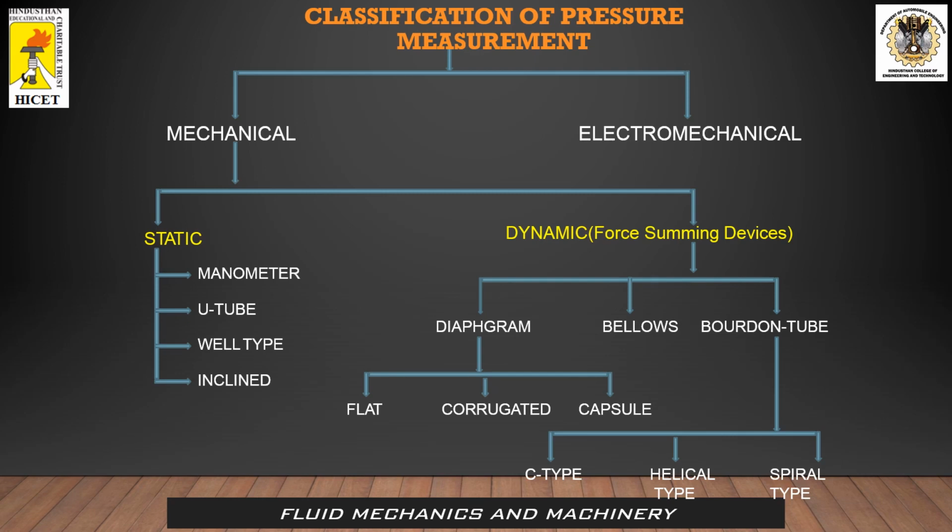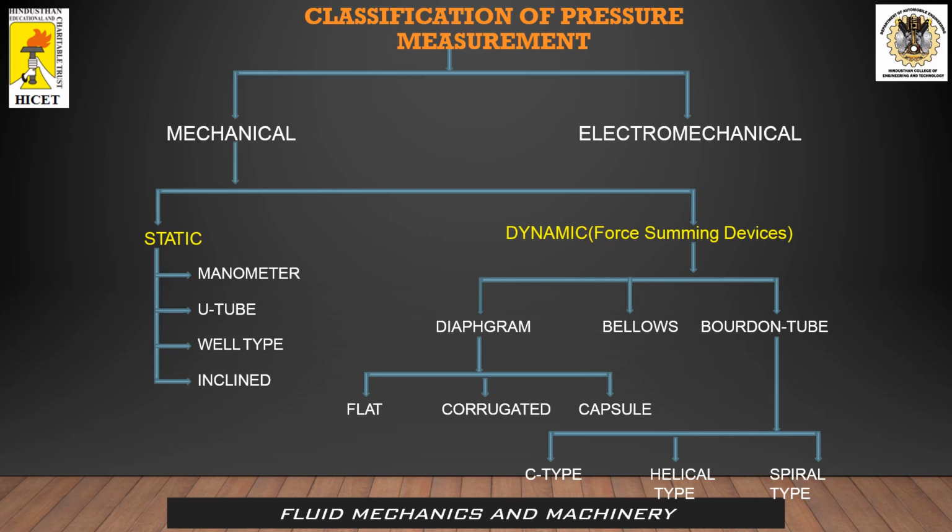Here, the static type of pressure measurement is done using manometers, and some of the types are the U-tube manometer, well type manometer, and inclined manometer. On the other side, we have measurement tools for dynamic pressure, which is done using three different methodologies: the diaphragm type gauge, the bellows gauge, and the Bourdon tube gauge.